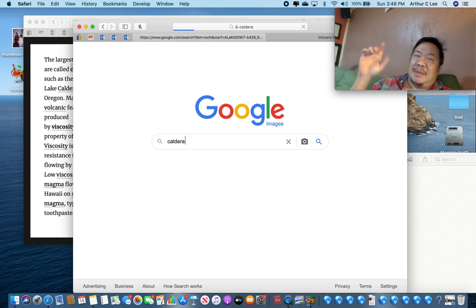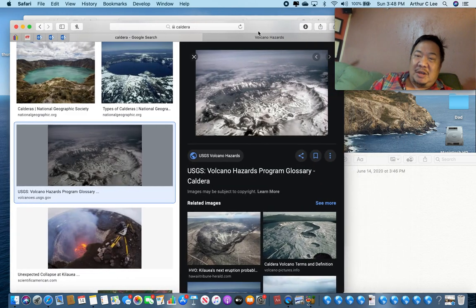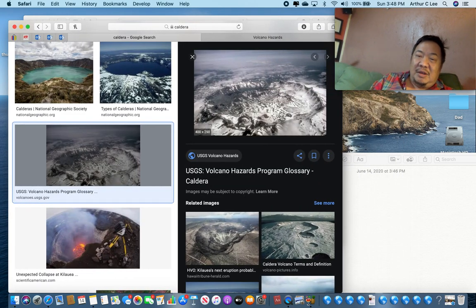And that collapse makes a big crater in the ground, like this caldera here, monitored by the U.S. Geological Survey. You can take a look here. It's a big crater in the ground.